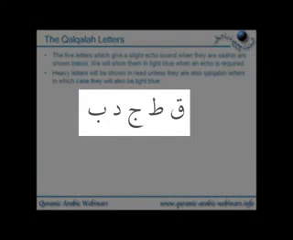These 5 letters then are the ones that are known as the qalqala letters or the echo letters, and you can just remember them as qa, ta, ja, da, ba. So an easy way to remember it is simply qa, ta, ja, da, ba. Okay, so that's the qaf, the ta, jim, dal, ba, but it's easier to remember qa, ta, ja, da, ba.